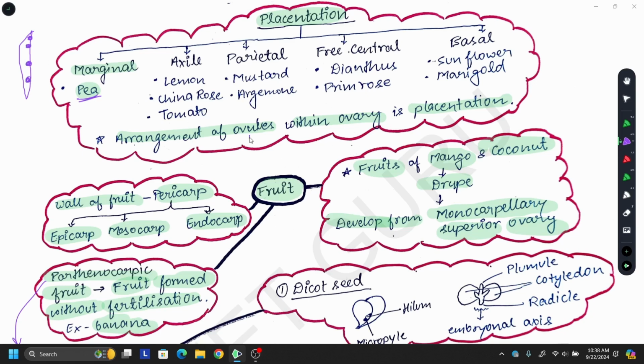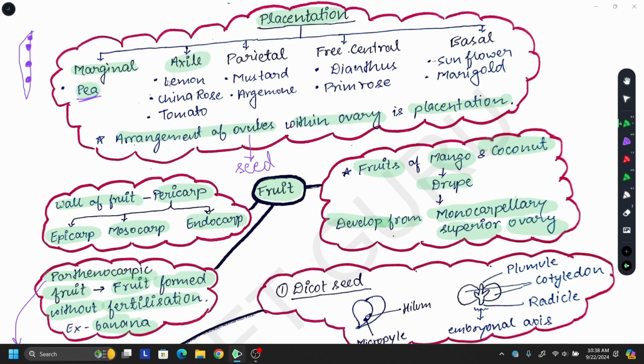After fertilization and after maturing, the ovules become seeds. That's why, in the pea plant, you have seen peas, and you have already seen that the pea seeds are on the margin. These seeds were ovules at one time. Ovules after some time mature and become seeds. So in marginal placentation, the ovules are arranged on the margin. So it is seen in pea.